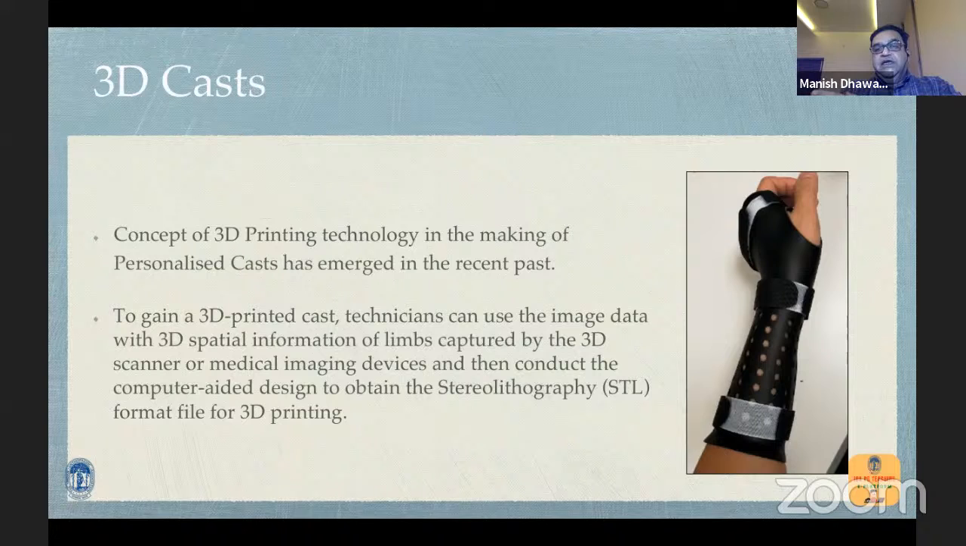So Professor Lalit Mani is also present in this webinar, and he has a lot of work on 3D casts, and he has also brought a small book with Dr. Raju Vaishya. So that is worth reading.